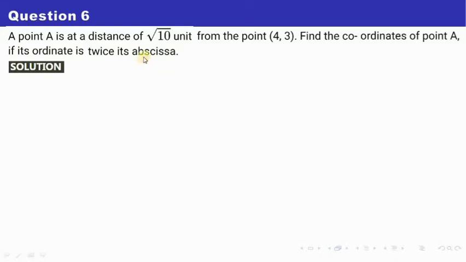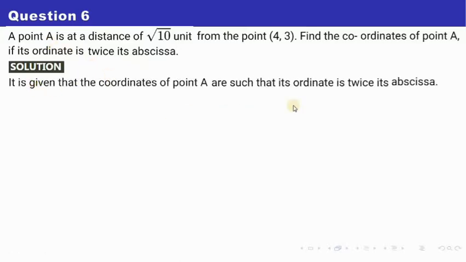So if my abscissa is x, then ordinate has to be double the x, that is 2x. If the abscissa is x and ordinate is 2x, then the coordinate of A becomes (x, 2x). The coordinate of A is (x, 2x) and the coordinate of this point is given to be (4, 3), and the distance between them is given to be root 10. So you need to find that particular coordinate.